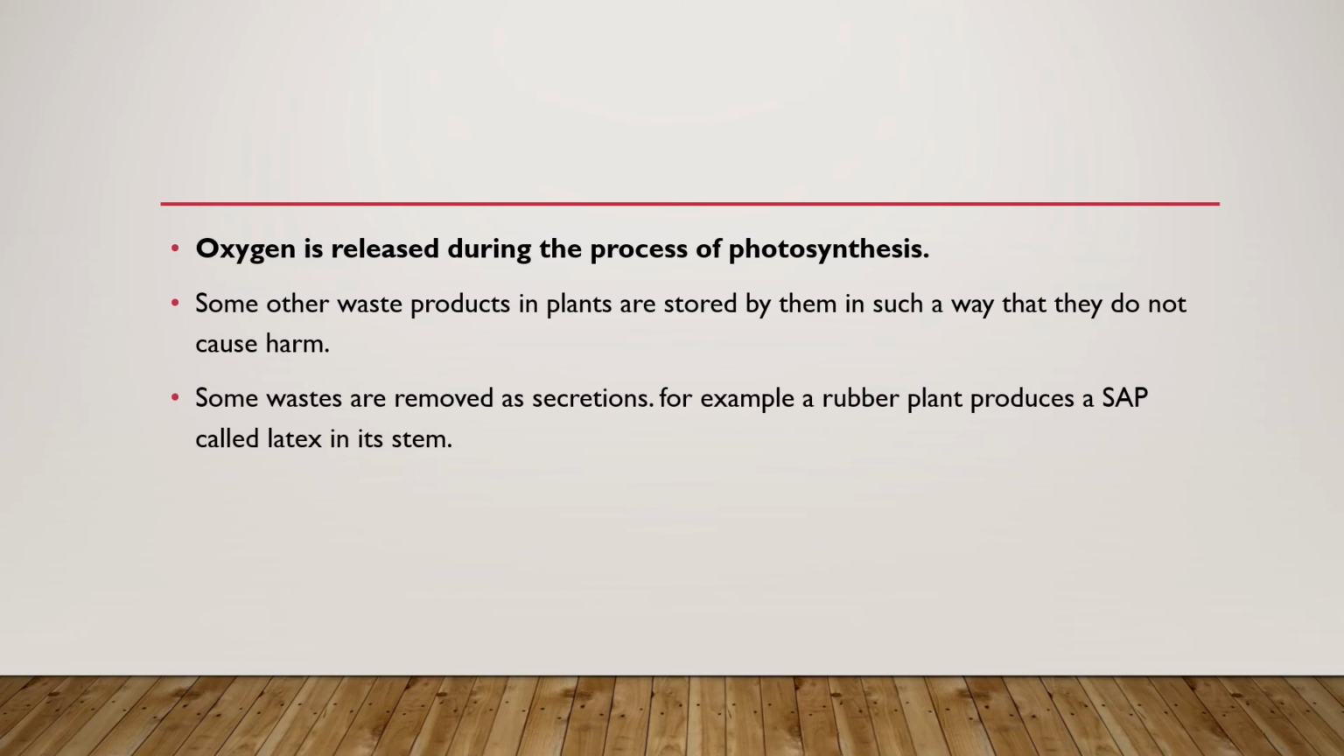In the process of transpiration, oxygen is released during the process of photosynthesis. There are some waste products which are stored inside them and do not cause harm. These are stored in the form of secretions. Like the rubber plant produces a sap or liquid known as latex, which is not a harmful thing.